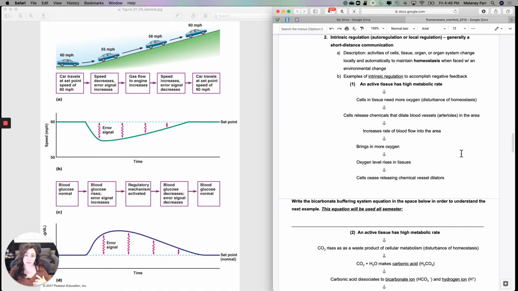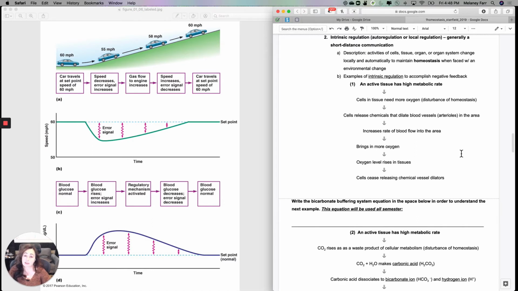So the activities of cells, tissues, organs, organ systems change locally or automatically to maintain homeostasis. Intrinsic regulation is sometimes also called auto-regulation, as in self, or local regulation, because of course it's more local, and it's usually shorter distance. Okay, so let me give you an example of intrinsic regulation. There's going to be two. The second one's a little bit more complex, and we'll slow down and do that one.